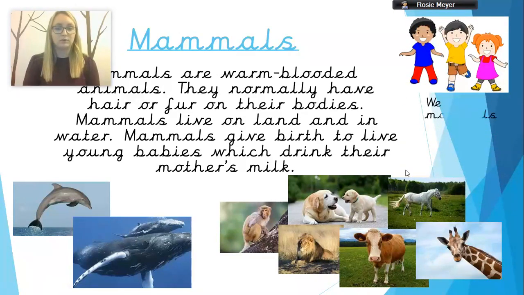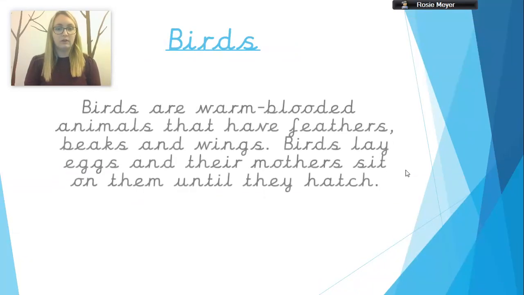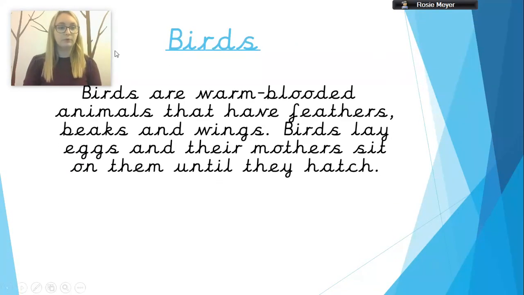We are mammals. We are warm-blooded. We have hair. We live on land. And we give birth to live babies. And those babies can drink their mother's milk. So we are mammals. Let's have a look at the next animal. We've got birds.